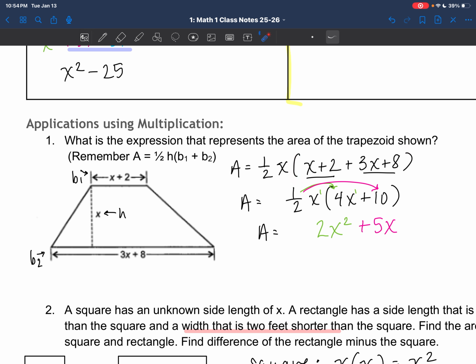And now, let's combine our like terms. Now that we got that, we can take 1/2 x and distribute. Half of 4 is 2, and x times x is x squared. And then half of 10 is 5. Then there are no other x's, so that's it. So that's your answer: 2x squared plus 5x.